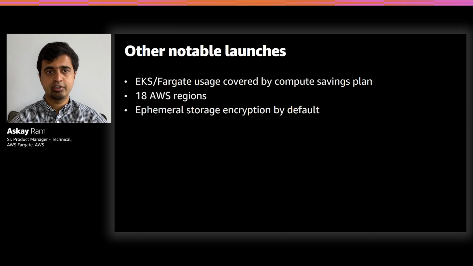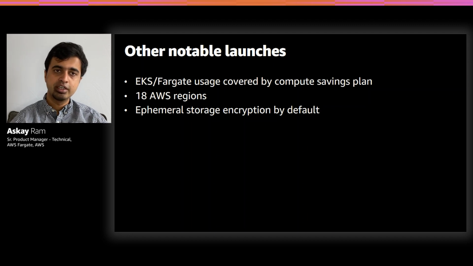There were a few other notable feature launches which I want to point out. The first is we launched EKS Fargate Compute Savings Plan support. Compute Savings Plan support gives you up to 50% off on your Fargate usage. So if you have applications that are running consistently, that are always processing data, you get to leverage the discounts. And the nice thing about Compute Savings Plan is they're transferable across compute options at AWS.